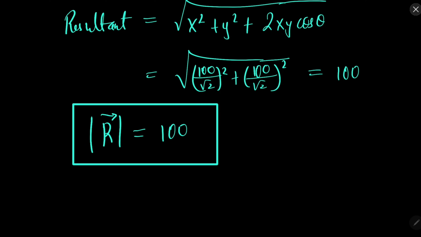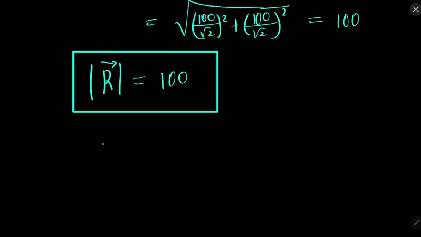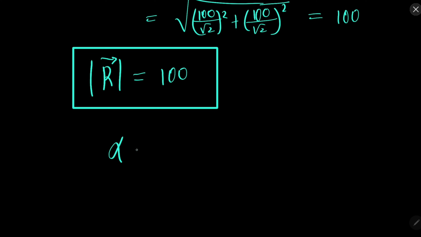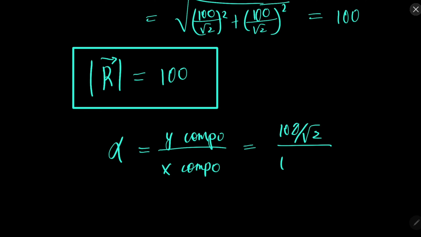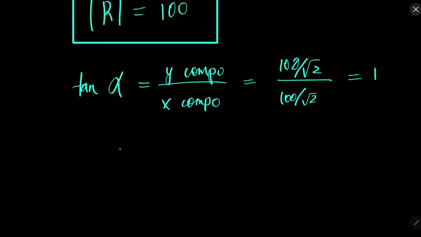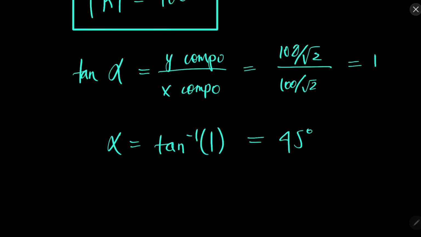Now what about the direction? It is quite simple. The y component upon the x component will give our angle. We know that both these components are the same, 100 upon root 2 and 100 upon root 2, which will give us 1. So alpha is equal to tan inverse 1. This will give us 45 degrees.